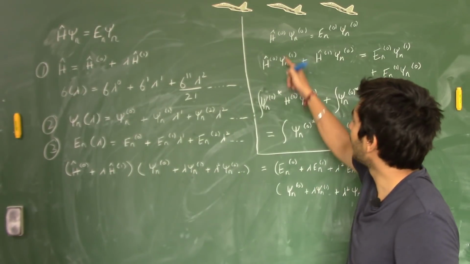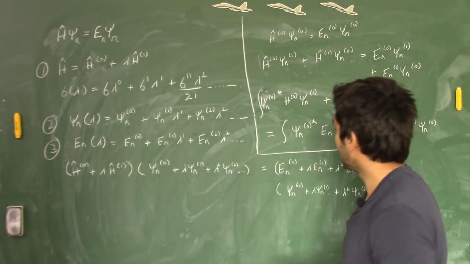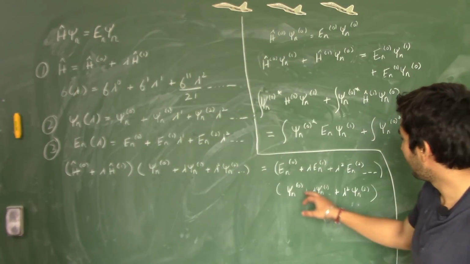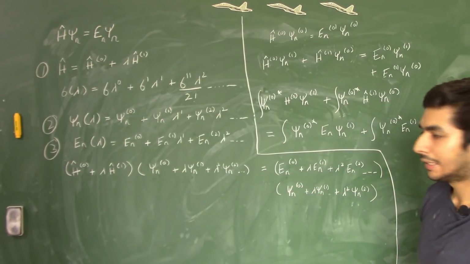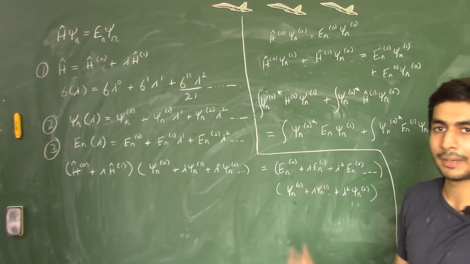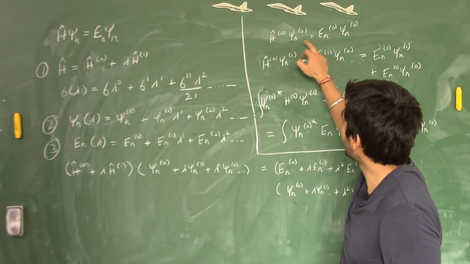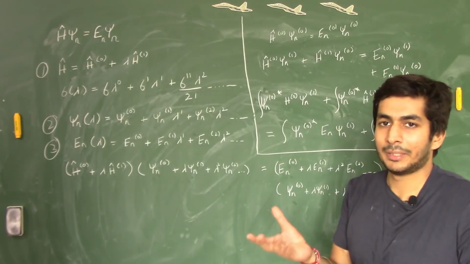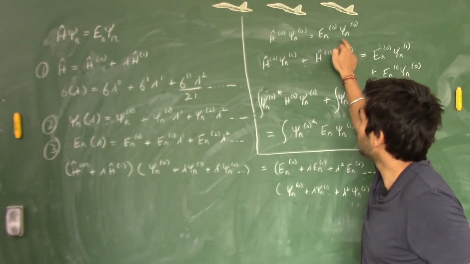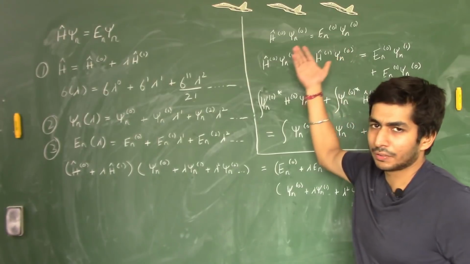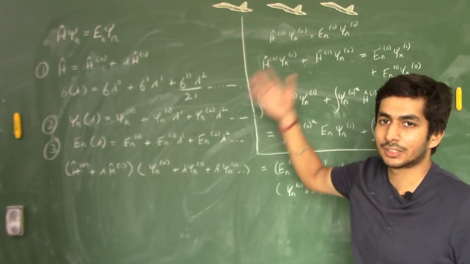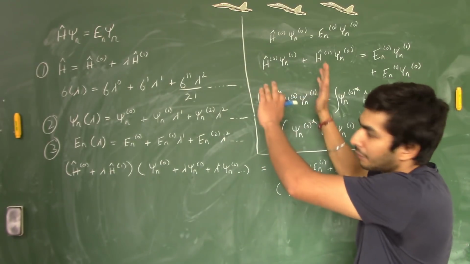So I've written down over here H naught psi n naught. On the right hand side, which term is independent of lambda? If you multiply E n naught and psi n naught, this term is independent of lambda. Any other term will be dependent on lambda. Since the coefficient is the same, we can equate both of them. So H naught psi n naught is equal to E n naught psi n naught. This is very obvious, it is the exact solution for a system that we already know. So from here we don't get anything.